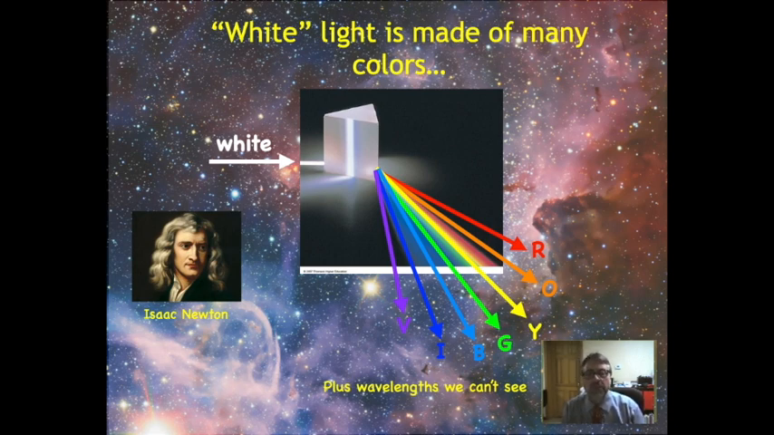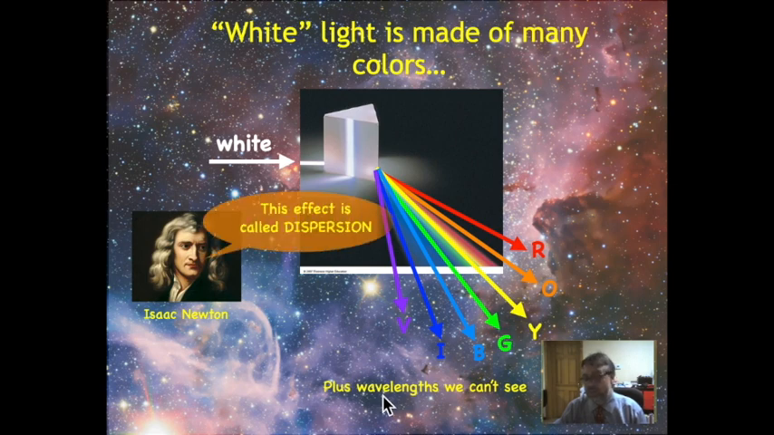But it's not just these visible colors that make up light. Later, we discovered that there were other wavelengths of light that we can't directly perceive, like infrared and ultraviolet, also mixed into the sunlight. This effect of taking white light and being able to split it into its components is known as dispersion.